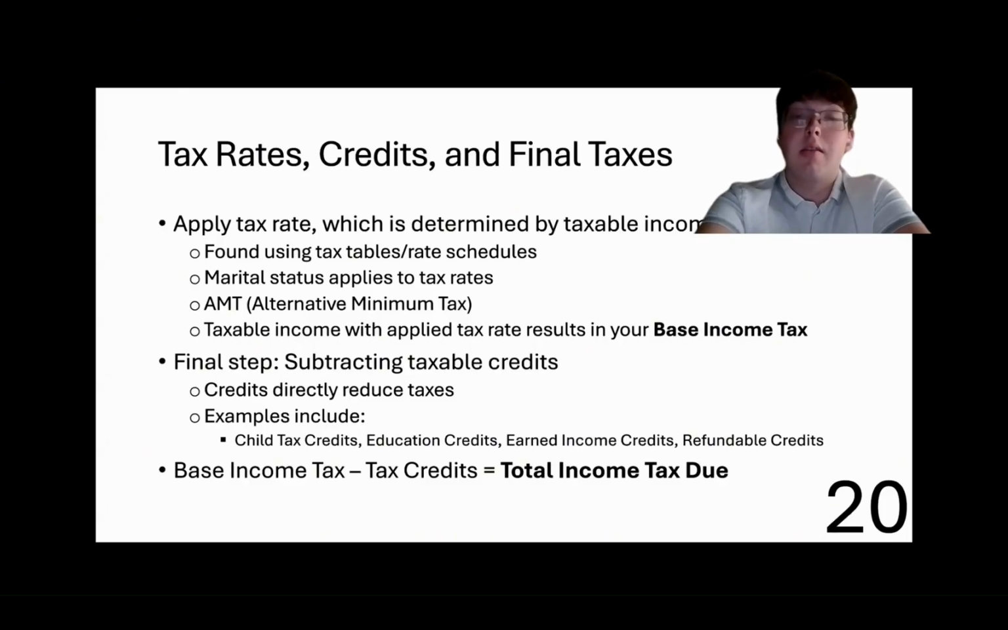Your next step is subtracting credits. And unlike deductions, which reduce taxable income, credits reduce tax liability dollar for dollar. Some credits include the child tax credit, education credits, earned income credit, health insurance premium credits, and adoption credits. Some of these credits are refundable, meaning they can generate a refund even if the taxpayer has no remaining tax liability. And total income tax due equals your base income tax minus your applicable credits.